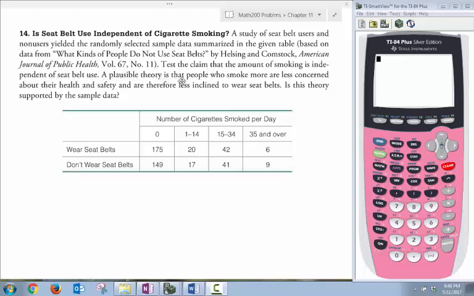A plausible theory is that people who smoke more are less concerned about their health and safety and therefore are less inclined to wear seatbelts. So is this theory supported by the sample?